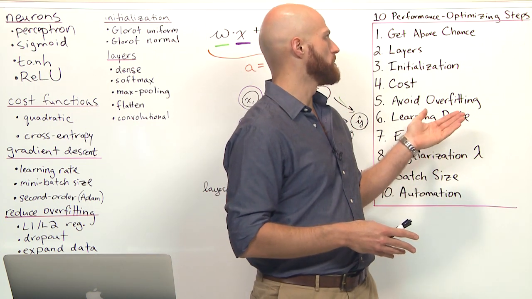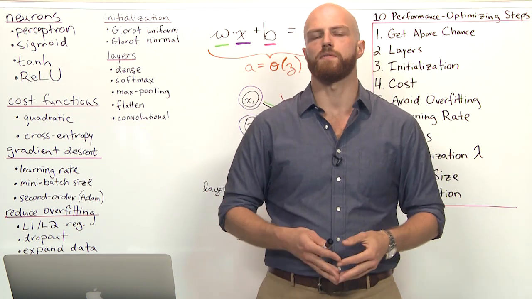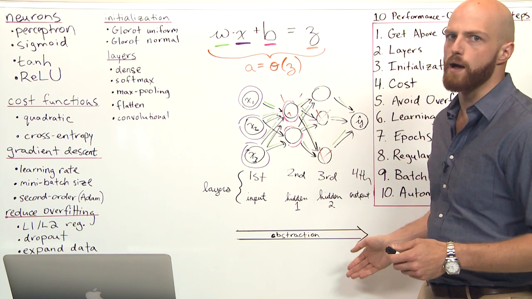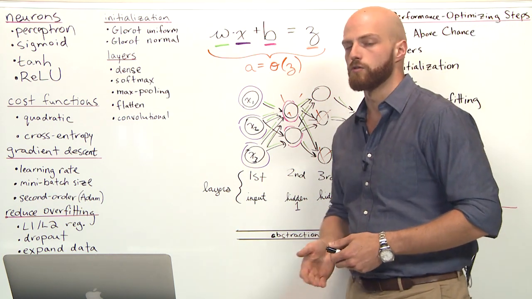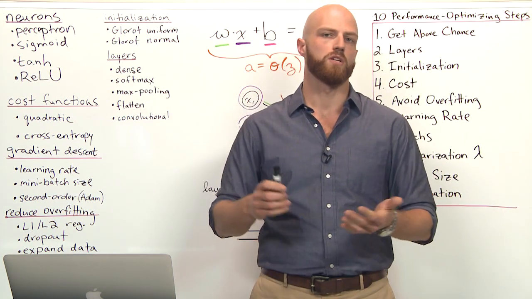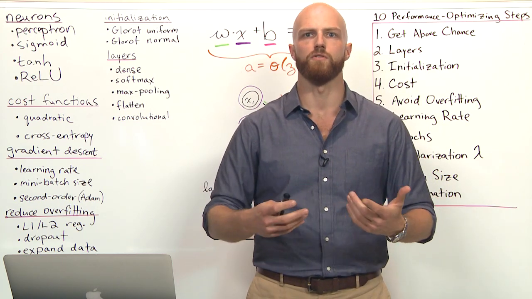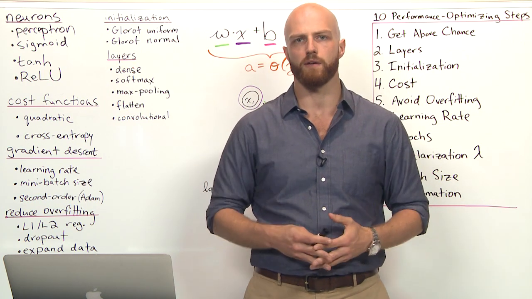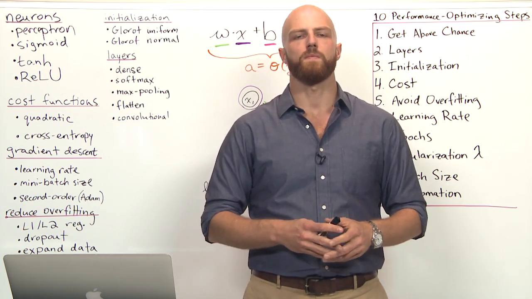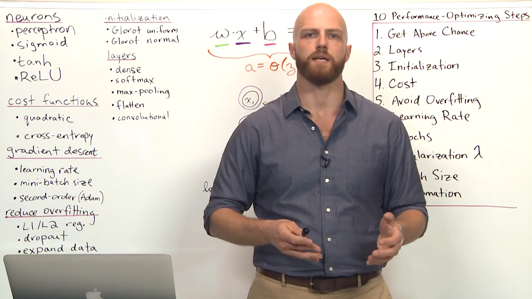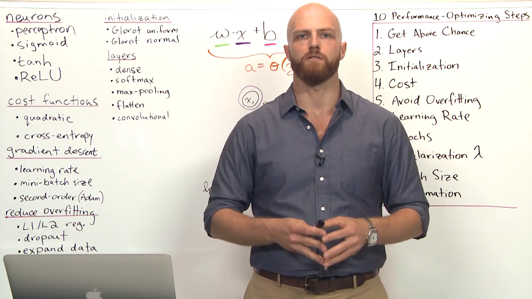So once you've attained some above chance learning, then it's time to start thinking about how many layers you have in your network. Depending on the problem that you're trying to solve, adding more layers could help you deal with the increasing levels of abstraction that you have in your data. On the other hand, you could potentially add in too many layers, which slows down learning and makes it more difficult for the neural network to do any kind of accurate classification. So you can vary the number of layers in your neural network both by adding and subtracting layers and seeing where you get better accuracy.